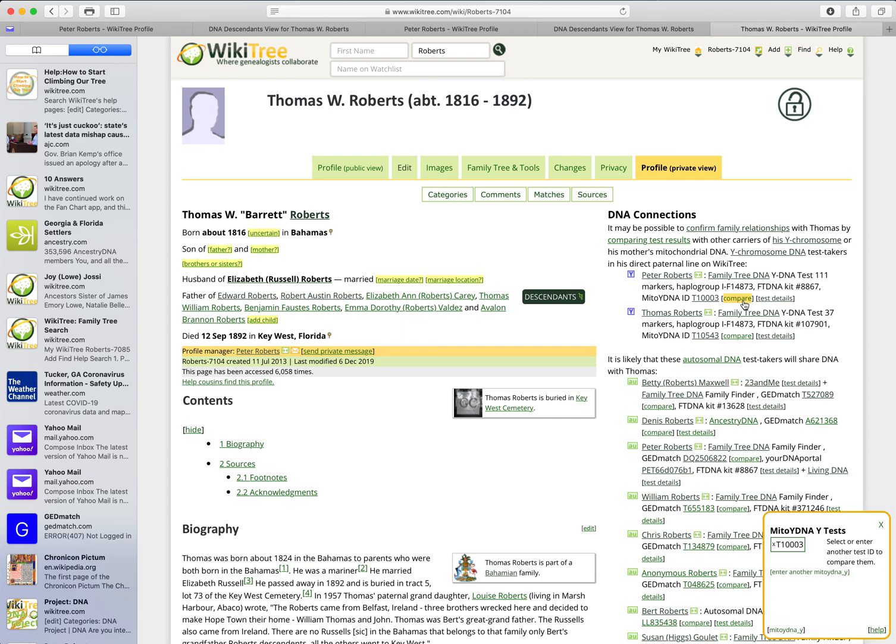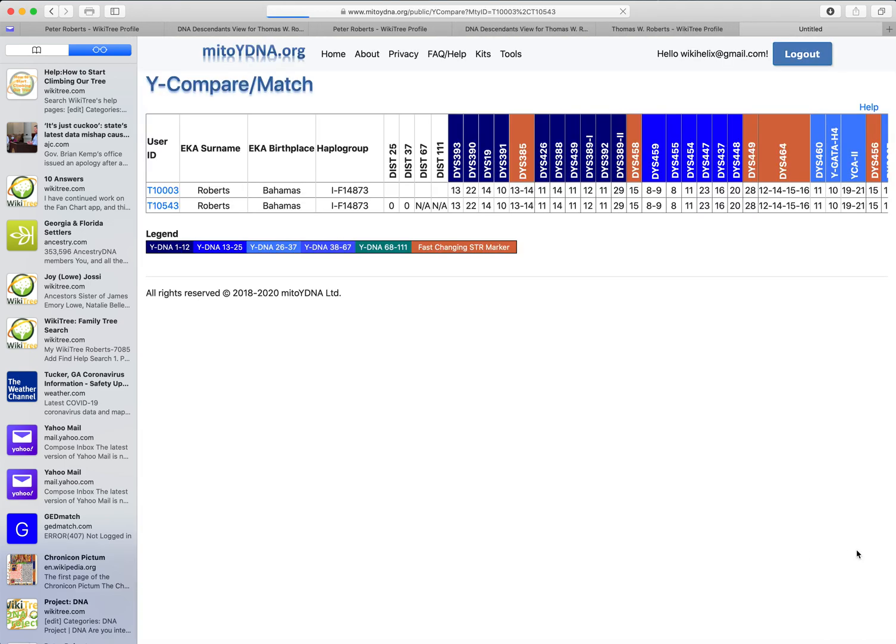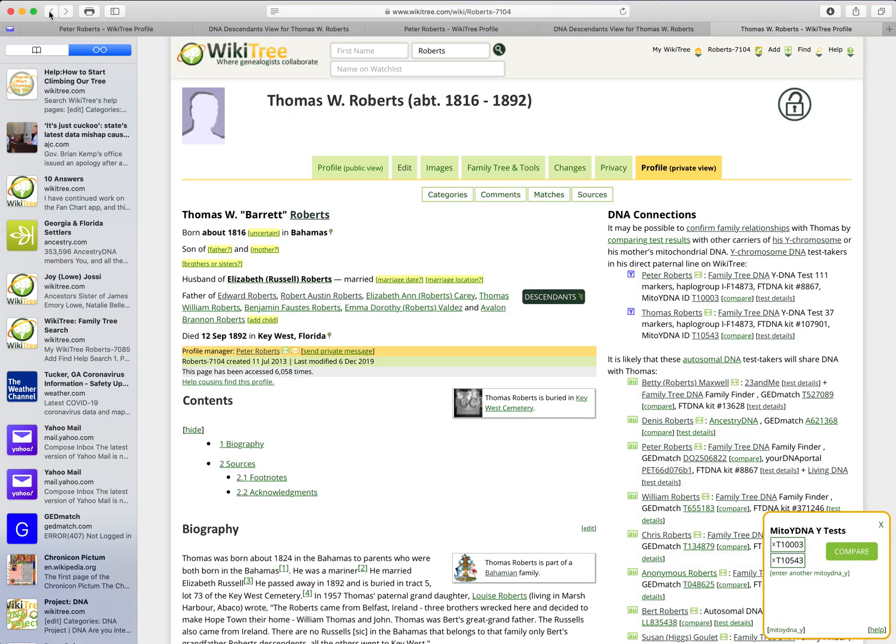I can click on compare, then click on compare again, and then in this pop-up window I can click the compare button, and it goes out to mitoYDNA, and it shows me that the person I'm comparing with tested at 37 markers. I've tested more, but it shows me that there is a genetic distance of 0 on 37 markers. We match 37 out of 37 markers, which is expected for a second cousin once removed, which he and I are.